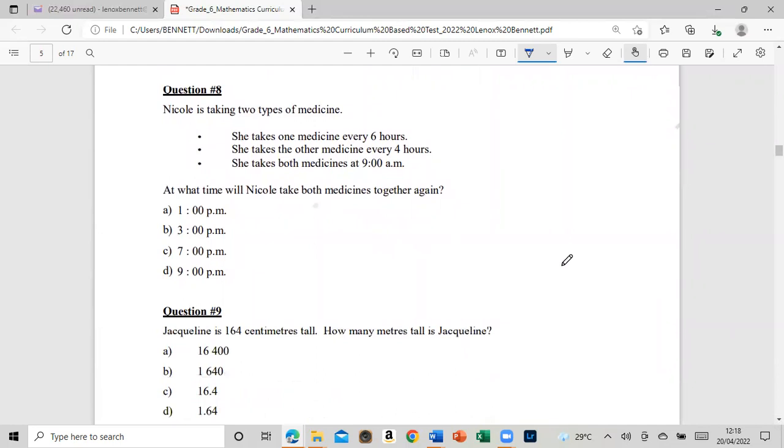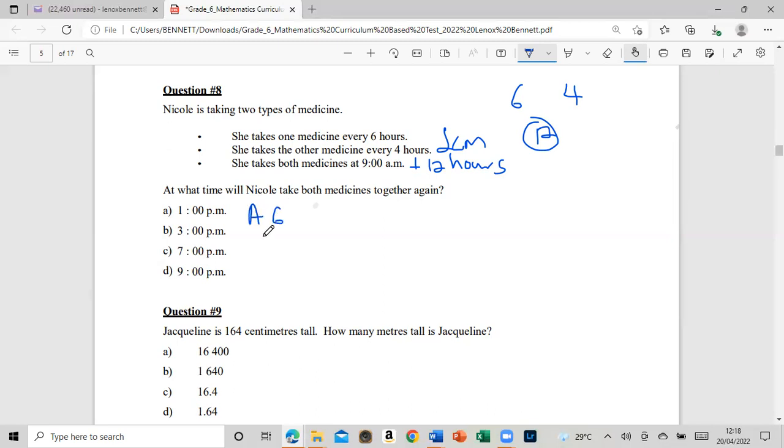Nicole is taking 2 types of medicine. She takes one medicine every 6 hours, and she takes the other medicine every 4 hours. She takes both medicines at 9 a.m. At what time will Nicole take both medicines together again? All right, so this is a lowest common multiple, and I'm sure students would have recorded that it would be 12, right? Lowest common multiple would be 12. Or you can do it, let me just do it quickly. All right, let's just call the first one.